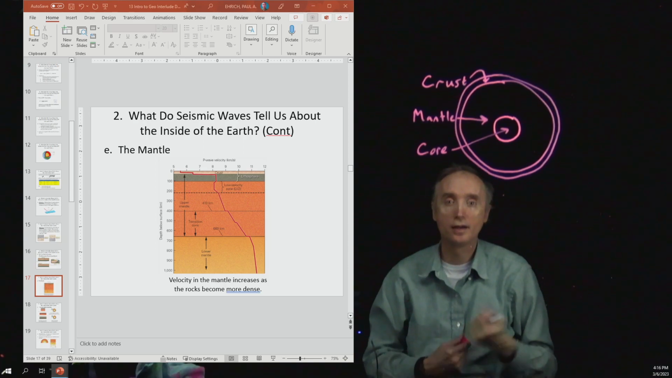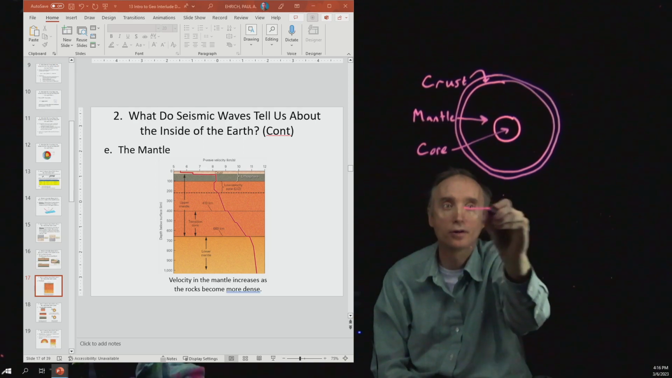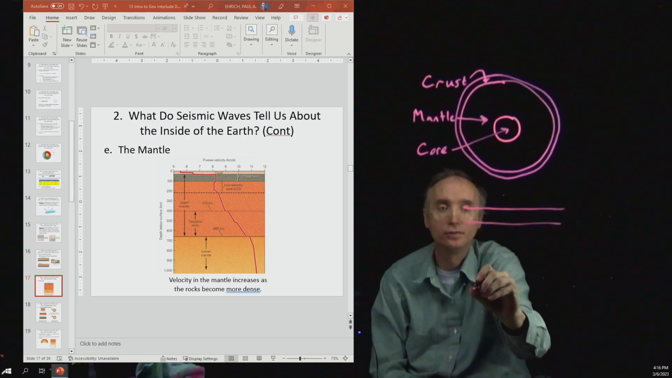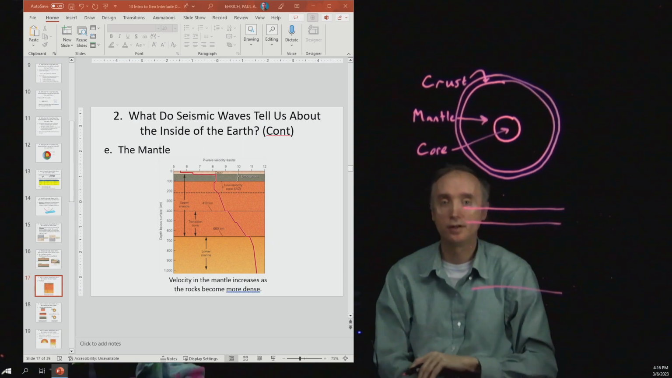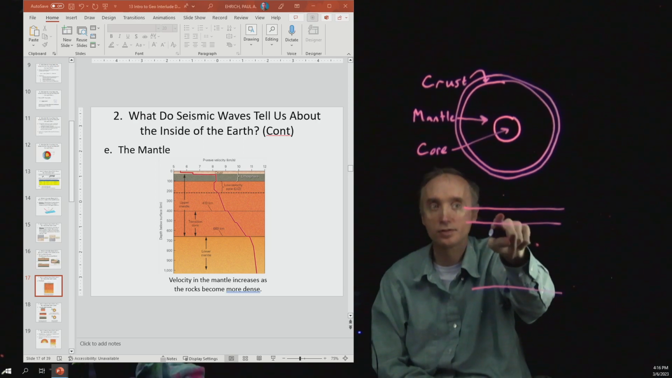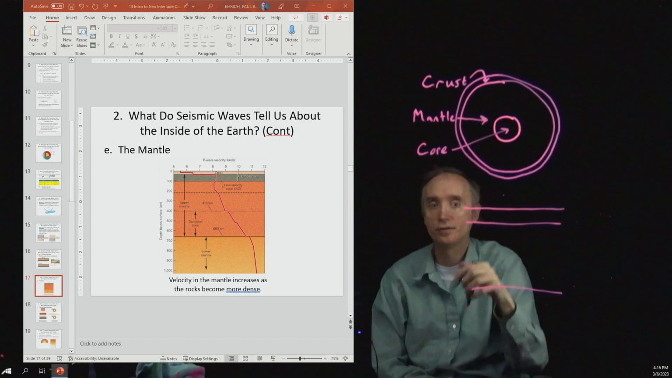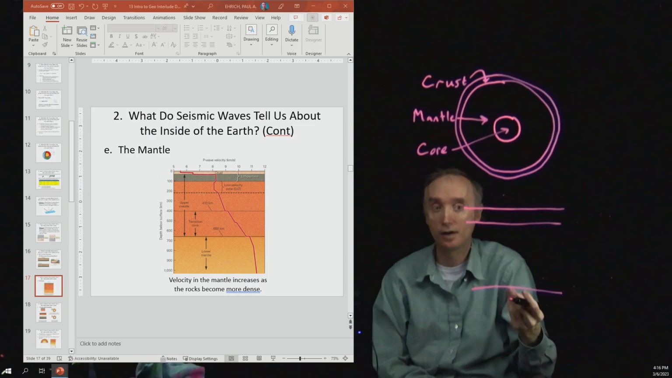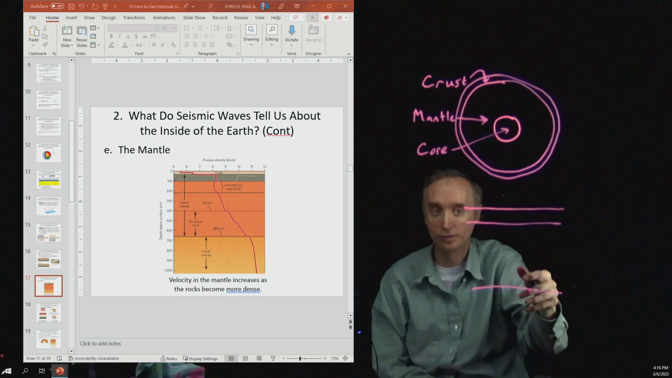Okay, I'm back, and so again, let's draw our crust, and then let's draw the mantle down here. So in our previous segment, we talked about the boundary between the crust and the mantle. So now what we want to do is talk about what's the difference in the speeds of both S and P waves as they travel through the mantle.